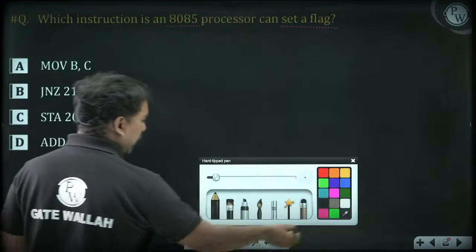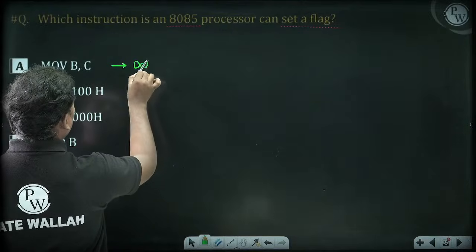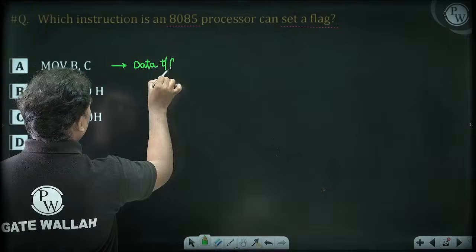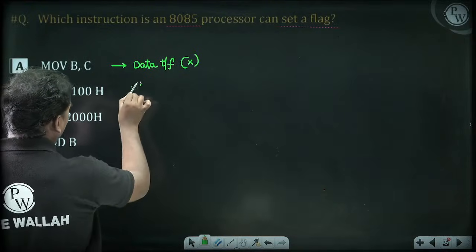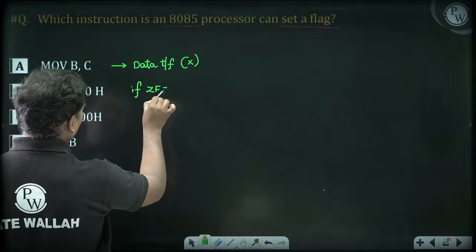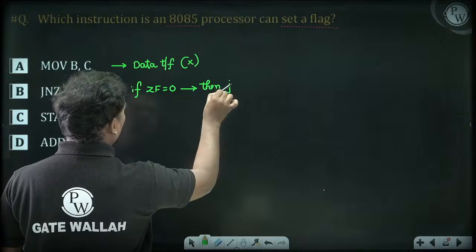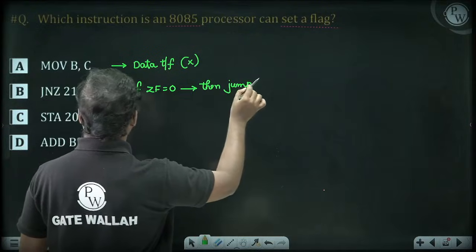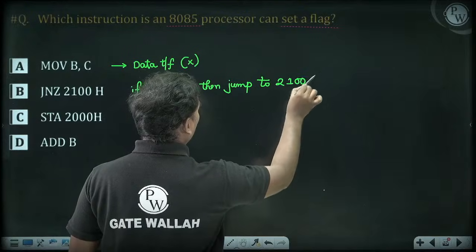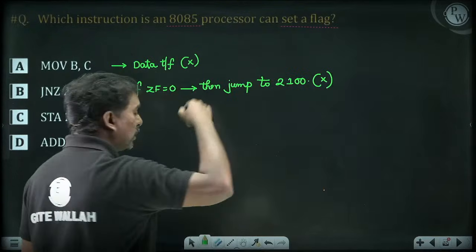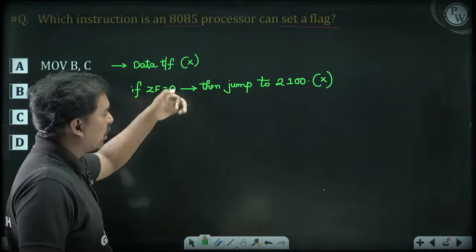If you see these instructions, MOV B, C is a data transfer instruction. So in a data transfer instruction, there is no question of a flag. Next, jump if not 0: if the zero flag is equal to 0, then jump to 2100. So this is also wrong. He is asking which instruction will set the flag, but this instruction is: if the flag is reset, then it will jump there.